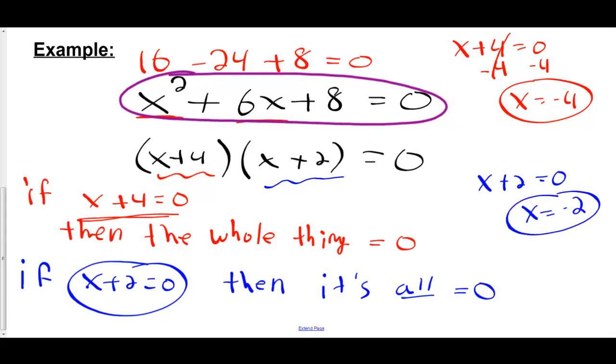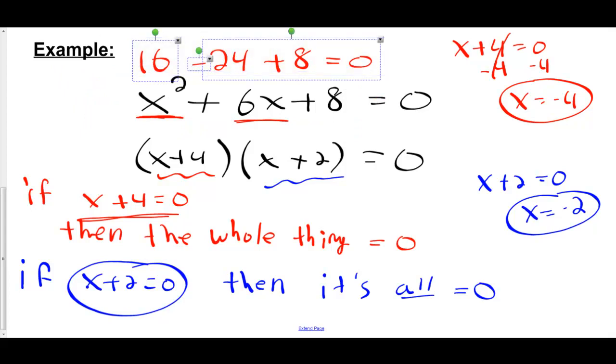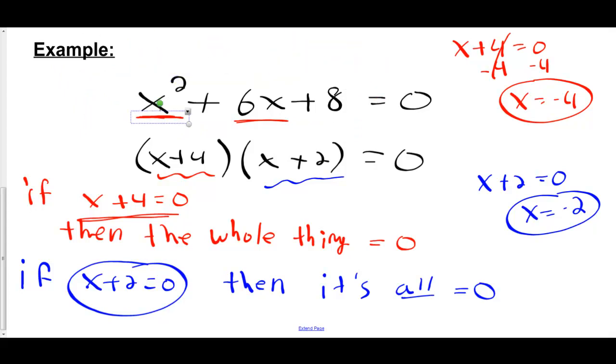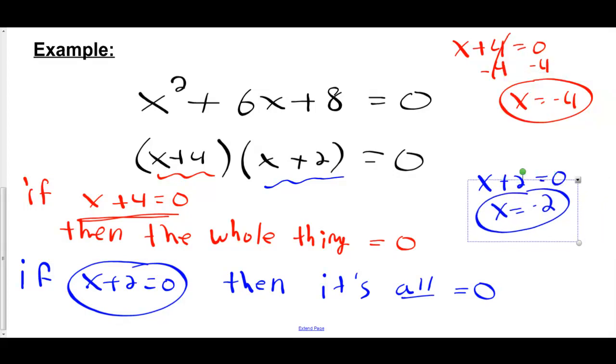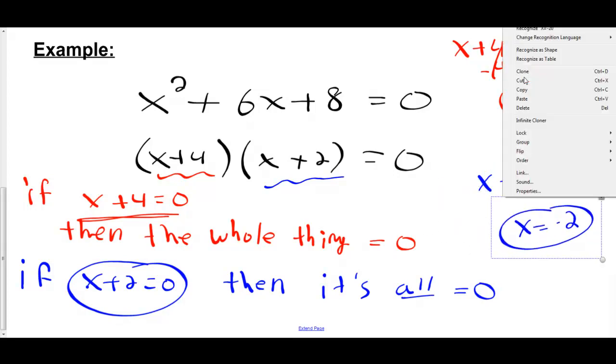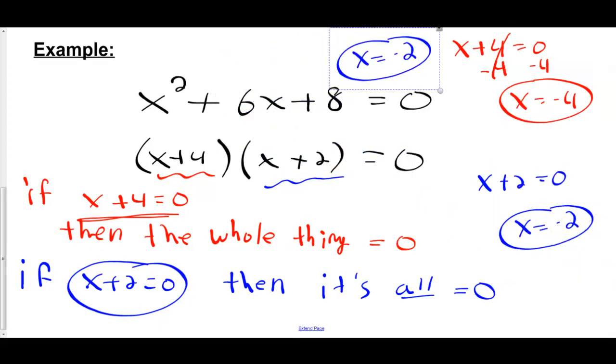Now the question becomes, can we work the same voodoo magic that we did last time? Let's try it. I'm going to get rid of this for a second, and I'm going to try to solve this with x equal to negative 2. I'm going to copy that over here and focus on exactly what I'm saying. Clone that piece, bring it up here.